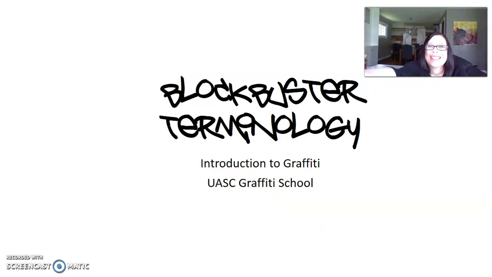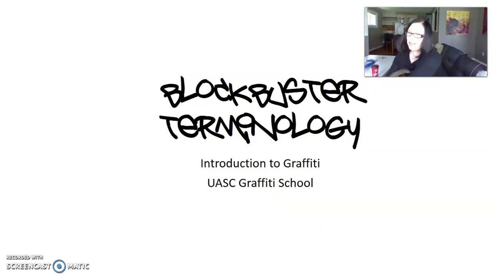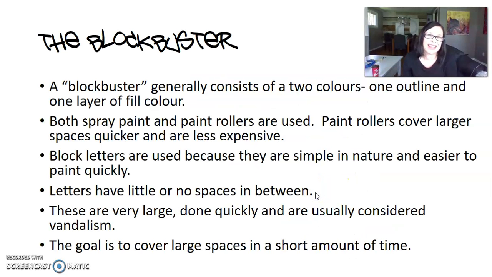All right, let's look at some blockbuster terminology, and the cat's here to help. First of all, let's look at some of the things about a blockbuster. It usually has two colors, the outline and one layer of the fill color. It can be more, but generally that's what it is.